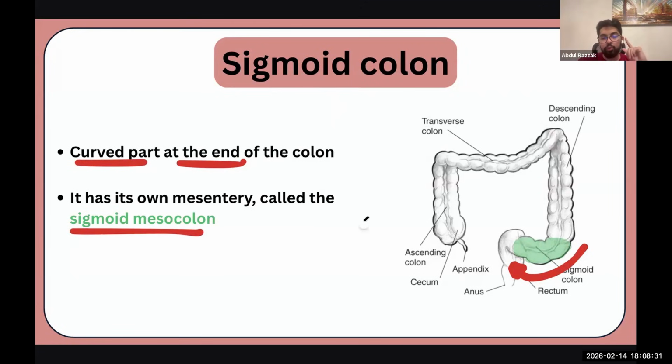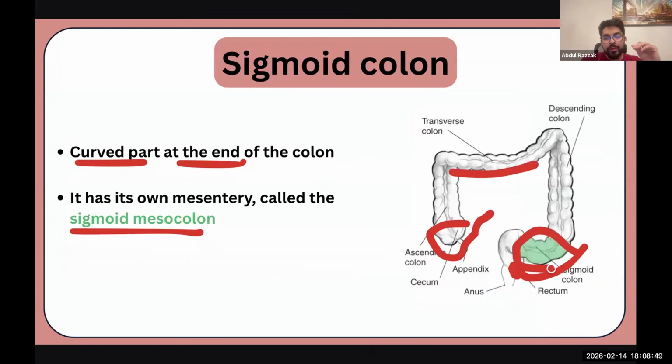So for now, we have 2 or 3 parts of the colon that have a mesentery. The cecum and the appendix, continuous with the mesentery of the ileum. You also have the transverse mesocolon for the transverse colon, and you have the sigmoid mesocolon for the sigmoid colon.